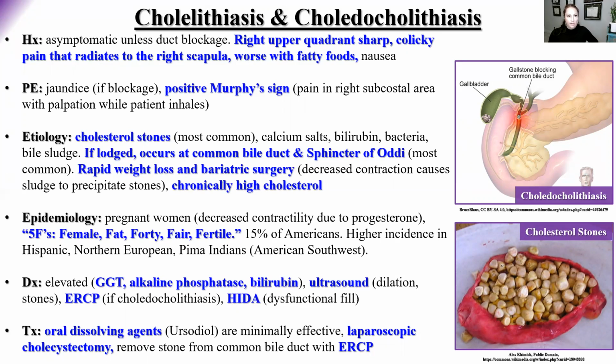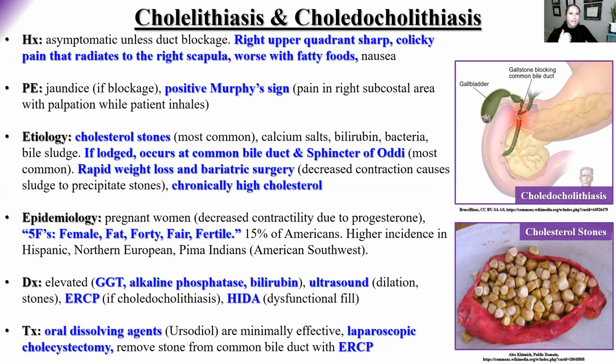Things that cause cholelithiasis and choledocholithiasis, if somebody's had some kind of rapid weight loss plan or they've had bariatric surgery, this causes a decreased contraction in that gallbladder. And so what happens is they get this kind of sludge in there and it precipitates out the stones. Chronically high cholesterol can also cause this precipitation of the stones. This is asymptomatic unless you have a duct blockage. And then the patient will present with right upper quadrant pain. It's going to be sharp in nature, colicky, so it comes and goes.